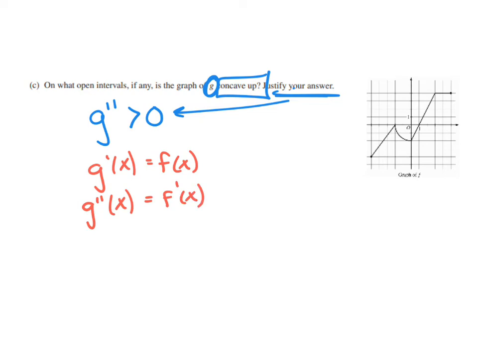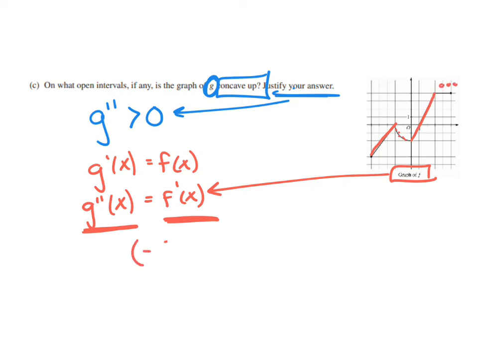So if I want to know when g double prime is positive, I really want to know when f prime is positive. So if this is a graph of f and I want f prime, I'm looking at its slope. So I'm just looking to see when the slope is positive. So I'm just going to go left to right. Positive slope, negative slope, positive slope, zero slope. So I'm going to state those two intervals from -5 to -2 and from 0 to 3.